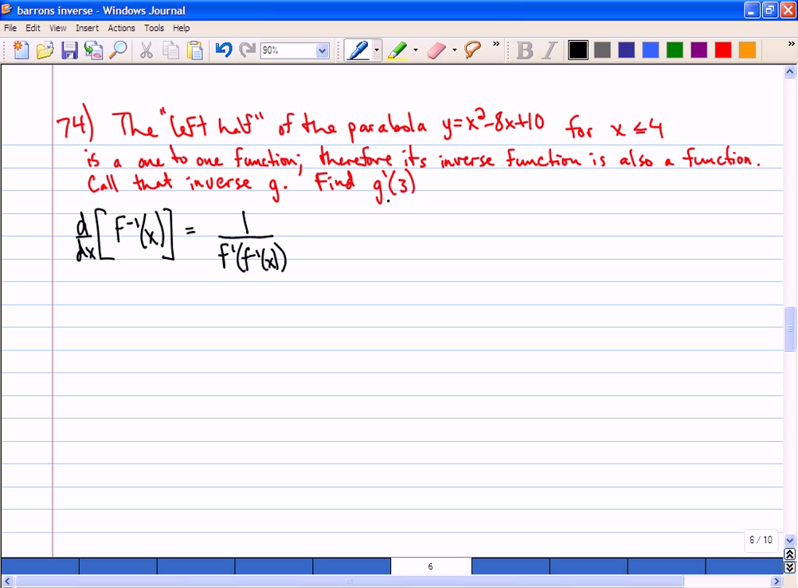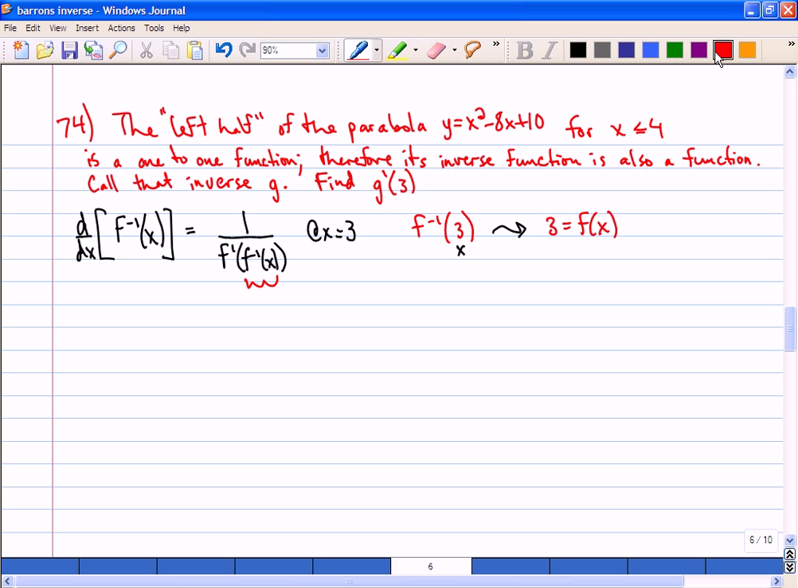And this time I'm going to be looking for it at x equals 3. So the first thing I need to do is figure out this value here. What is the inverse value at 3? If that's the case, that means what I need to do is find, if this is the x value in the inverse, then I know that it's going to be the y value in the function.